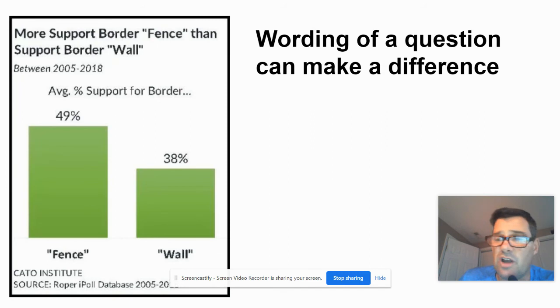So these are all polls that asked about either a border fence or a border wall, and it was done between 2005 and 2018. And what's interesting is if you ask people if they support a border fence on the American southern border, 49% of people said yes, I support that. But if you said wall, it was 38%. So just the difference in words made a difference. Maybe there's an association of wall with the Berlin Wall, and that's bad, so therefore they support it less. I'm not really sure, but it's just funny how the one word difference can change the result of what people believe.